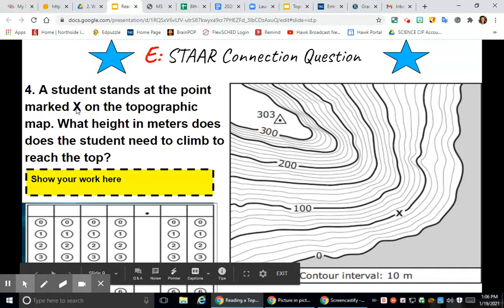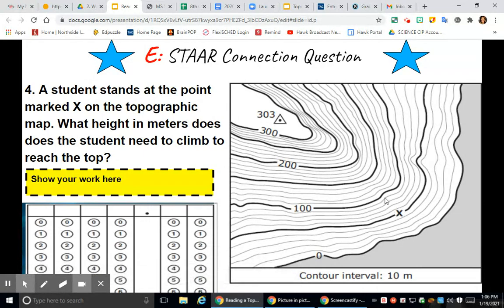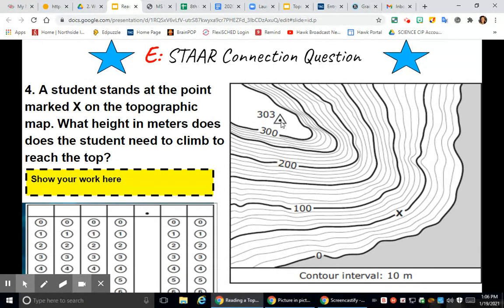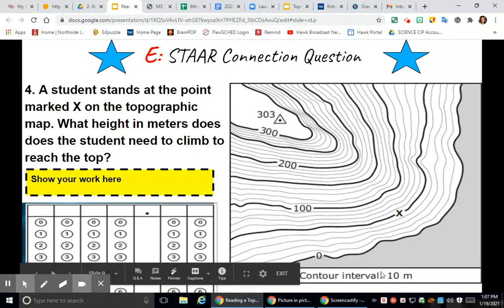Okay, and then another STAR test question. A student stands at the point marked X on the topographic map. What height in meters does the student need to climb to reach the top? So the top of the mountain is 303. That's what that little triangle represents, is the tippy top. So we need to know, well, what elevation is the student on? And he wants to reach 303, so we have to take the difference.